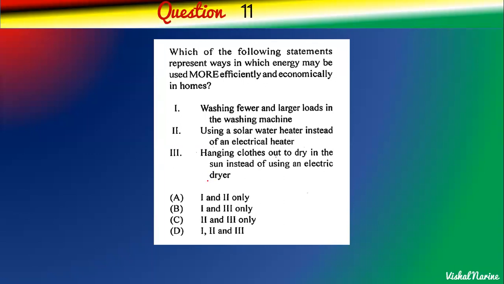Question 11, it's a bit lengthy of a question, so you can take your time and read it through. Which of the following statements represent ways in which energy may be used more efficiently and economically in homes? All right, so do we wash fewer and larger loads, use a solar water heater instead of an electrical heater, hang clothes out to dry in the sun instead of using an electric dryer?